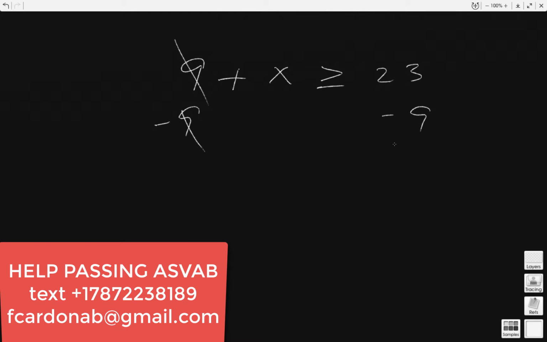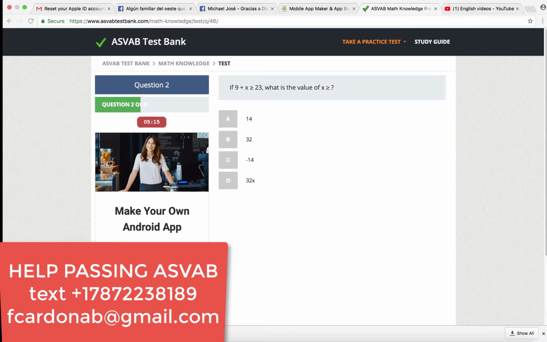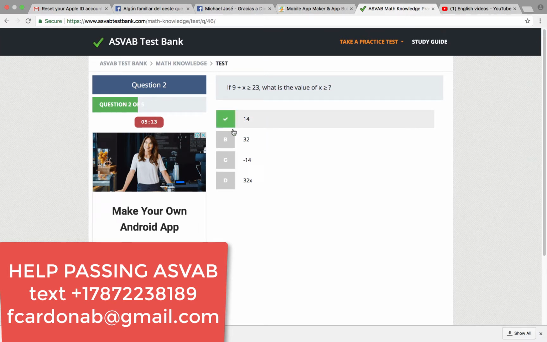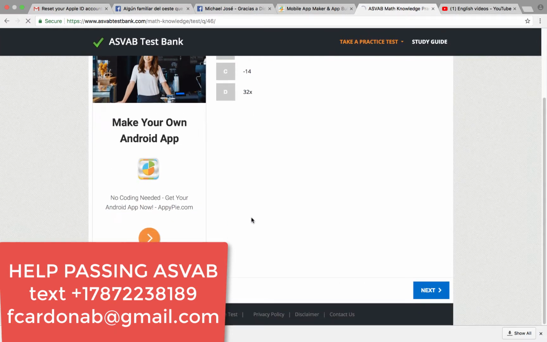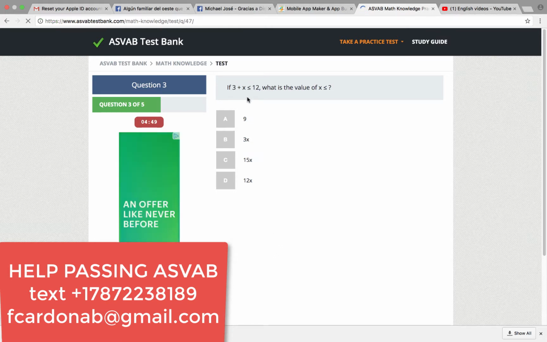23 minus 9, you could do like this: 10, 11, 12, 13, 14. So that would be x greater or equal to 14. So that's x greater or equal to 14. That's going to be A. Let's see if... well, here we have exactly the same exercise. Well, here we could do the thing that she was asking me for.